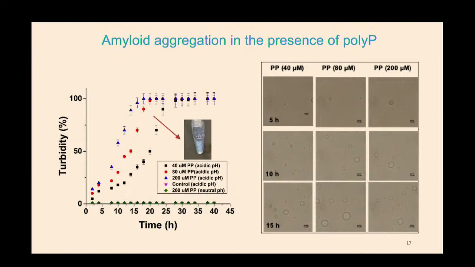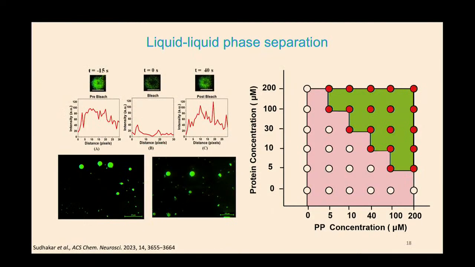On the other hand, when I put 200 micromolar of polyphosphate at neutral pH, there is no turbidity. It's a clear solution. No droplets, no aggregates, no phase separating. And then we can also do further analysis by looking at confocal microscopy. We can dye the system and we can see the droplets forming here.